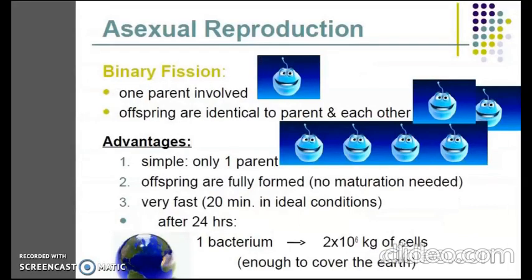Now let's see a few of the advantages of binary fission. It only involves a single parent, and the offspring are fully formed, so there is no maturation needed. The process is very fast, taking almost 20 minutes under ideal conditions. After 24 hours, a single bacterium can give rise to 2 × 10⁶ kg of cells, which would be enough to cover the earth.